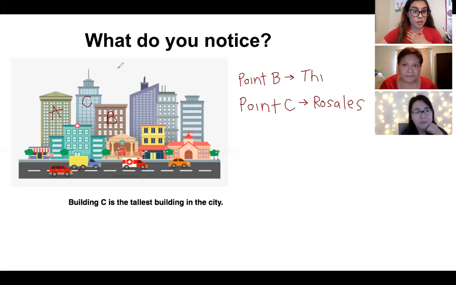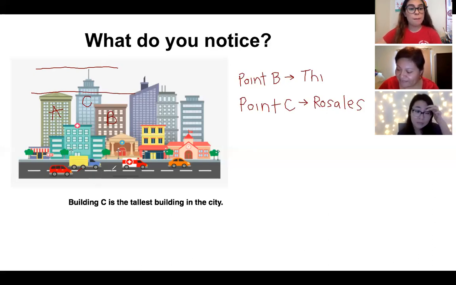Perfect. And if we were to use a tool like a reference point, we can draw a line and we can see, wow, look at how much higher building C is from the ground, or from the top of building A. And then we can draw a reference point for building A. It has more of a dome, right? All right.